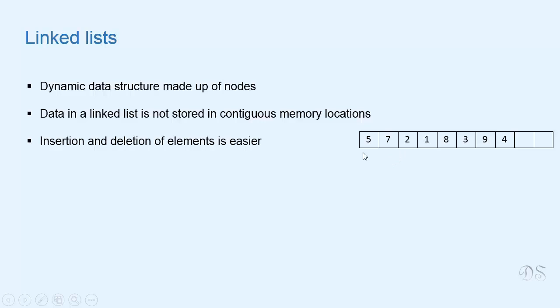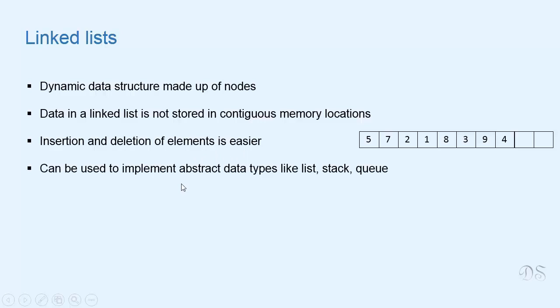Now, if the array is big, then the number of shifts will be much more. And if each element of the array is a big record, then copying that can be time consuming. In linked lists, there is no physical movement of data while inserting or deleting elements. So in a linked list, insertion and deletion is easier.